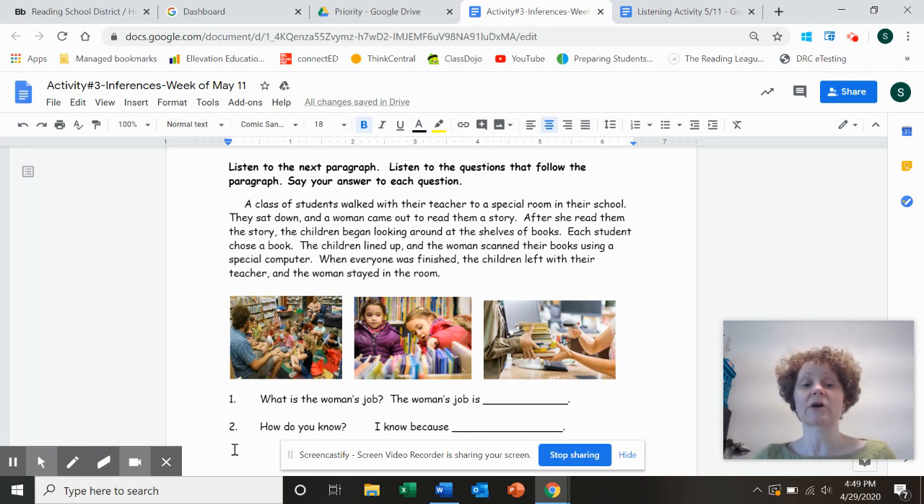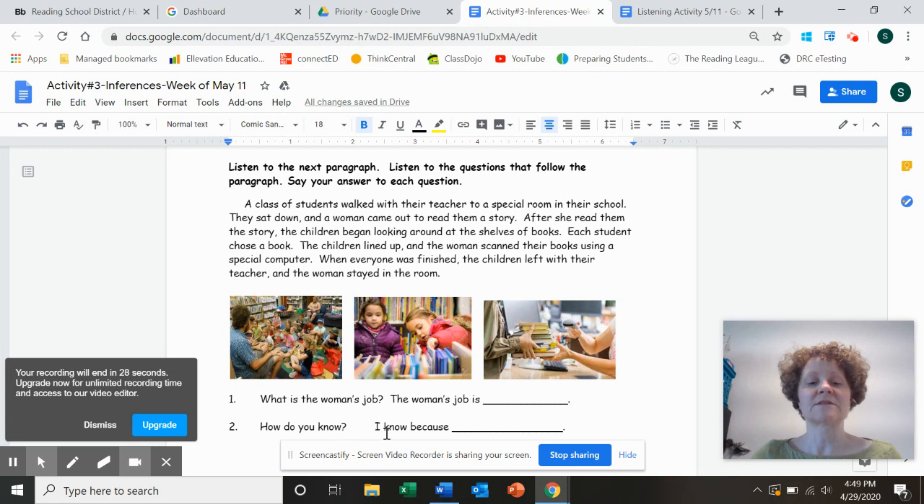All right, let's take a look at number 2. How do you know? You just told me what the woman's job is. How do you know that's her job? I want you to think about it. What in the story let you know that that was the woman's job? All right, now I want you to use this sentence starter to answer the question. I know because. I hope you answered the question for me.